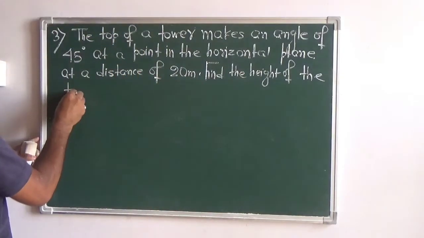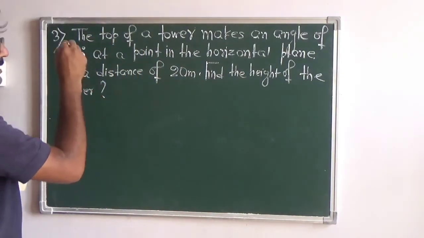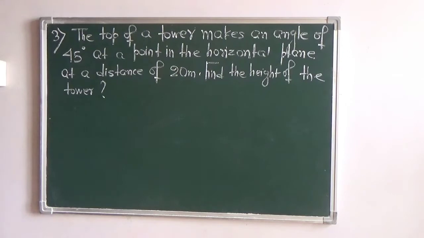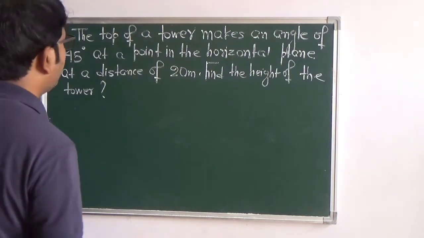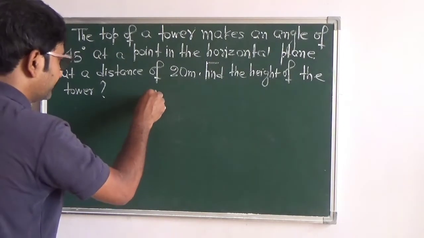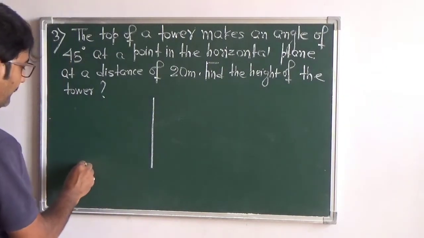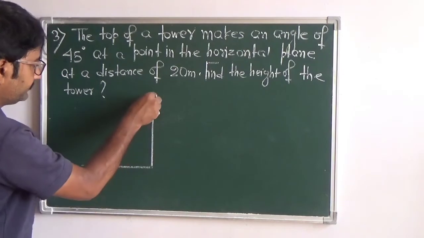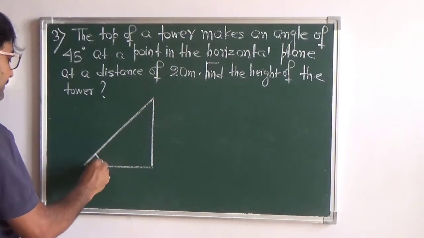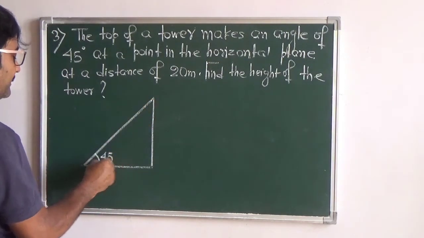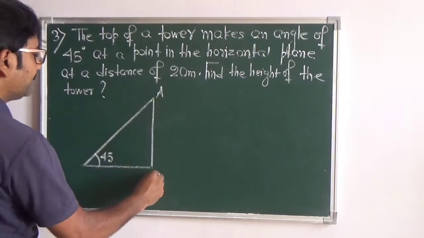Find the height of the tower. So let us now construct the figure for this particular question. The top of a tower makes an angle of 45 degrees at a point in the horizontal plane. This angle is 45 degrees. Name it as ABC.